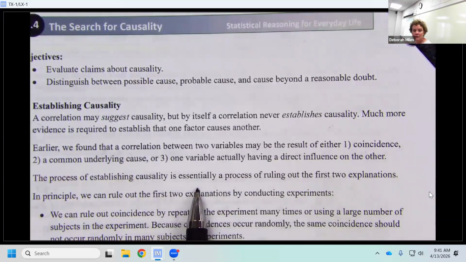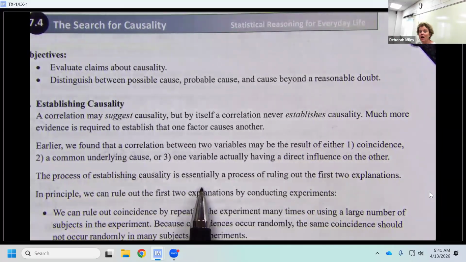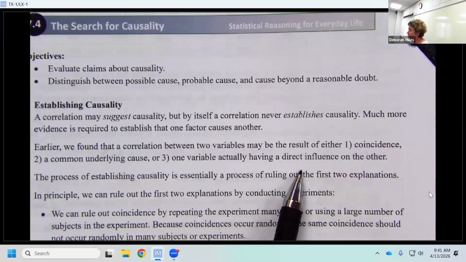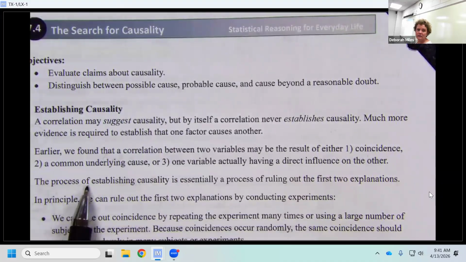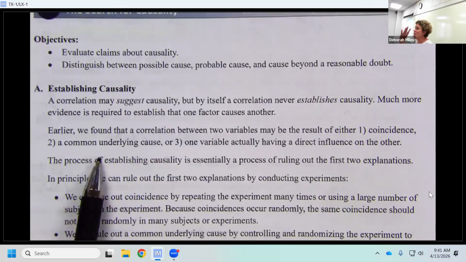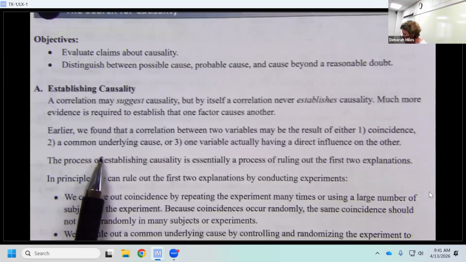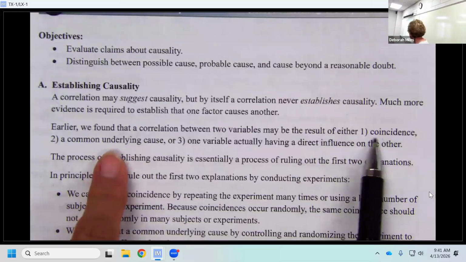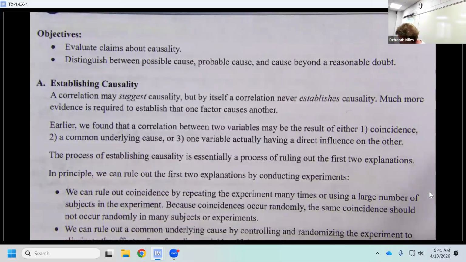The process of establishing causality is essentially a process of ruling out the first 2 things. You have to establish that, hey, this is not just a coincidence, and that's hard to do. And you have to establish that there's not something else causing both things to change. That's also very hard to do. Those 2 things are hard to control for in experiments.